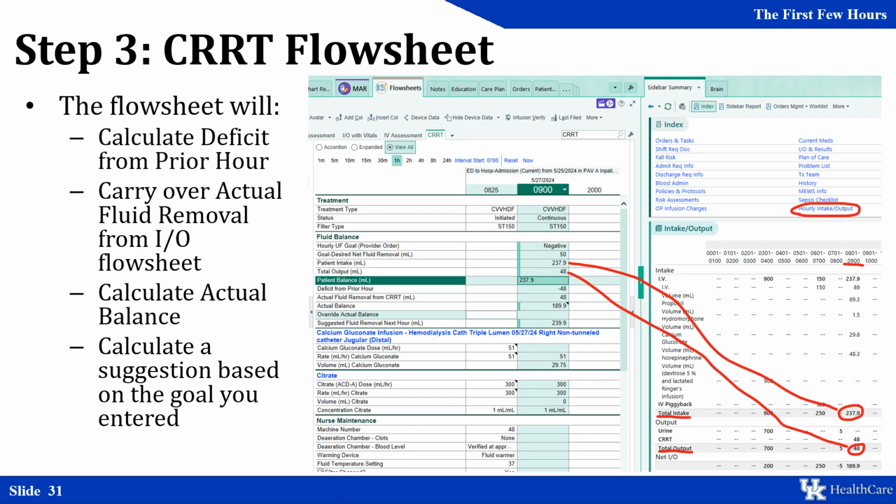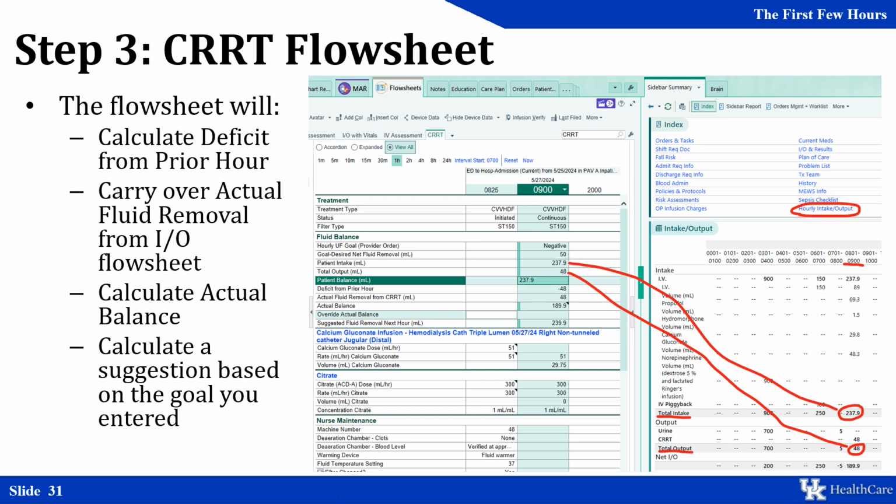Now that we're back on our CRRT flowsheet, we can see that it is auto-calculating the deficit from prior hour. It'll carry over the actual fluid removal from what you charted in the I&O flowsheet. It'll calculate the patient's actual balance, and then it'll generate a suggestion based on the goal you entered. So in this case, the patient had 237.9 in, they had 48 milliliters out, all of which was the PFR, giving that patient a balance of 237.9.